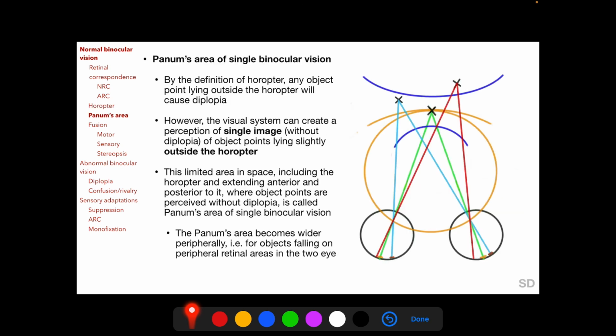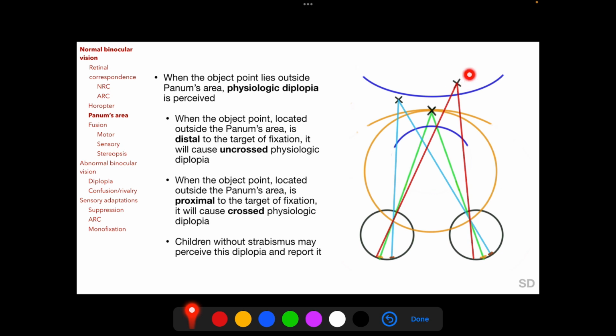By the definition of horopter, targets lying outside the horopter will cause diplopia. However, the visual system can create a perception of a single image of targets lying slightly outside the horopter. This limited area in space, including the horopter and extending slightly anterior and slightly posterior to the horopter, and targets located within which are perceived without diplopia, is called Panum's area of single binocular vision. As we can see, Panum's area is wider peripherally as compared to in the midline. When the target is located outside Panum's area, physiologic diplopia is perceived by the subject.